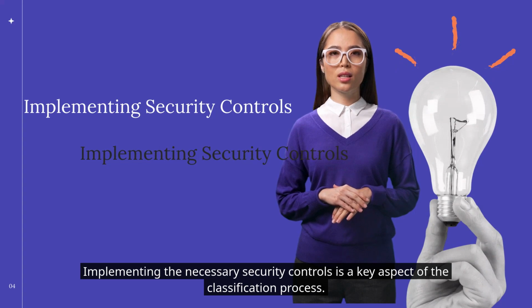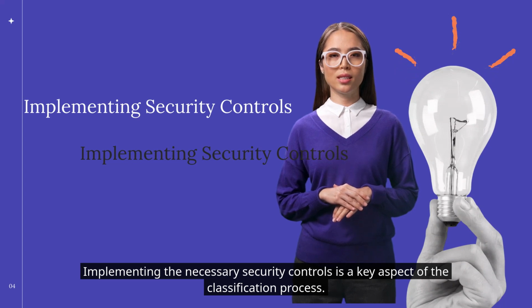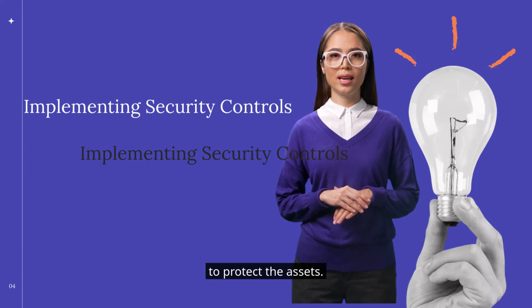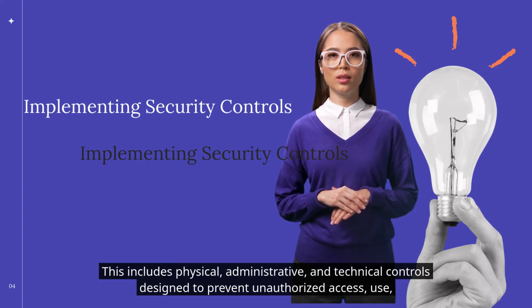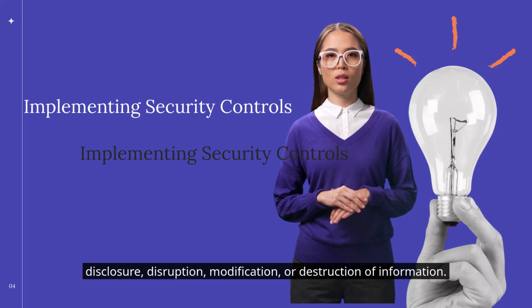Implementing the necessary security controls is a key aspect of the classification process. Once the information is classified and ownership is assigned, appropriate security measures are put in place to protect the assets. This includes physical, administrative, and technical controls designed to prevent unauthorized access, use, disclosure, disruption, modification, or destruction of information.